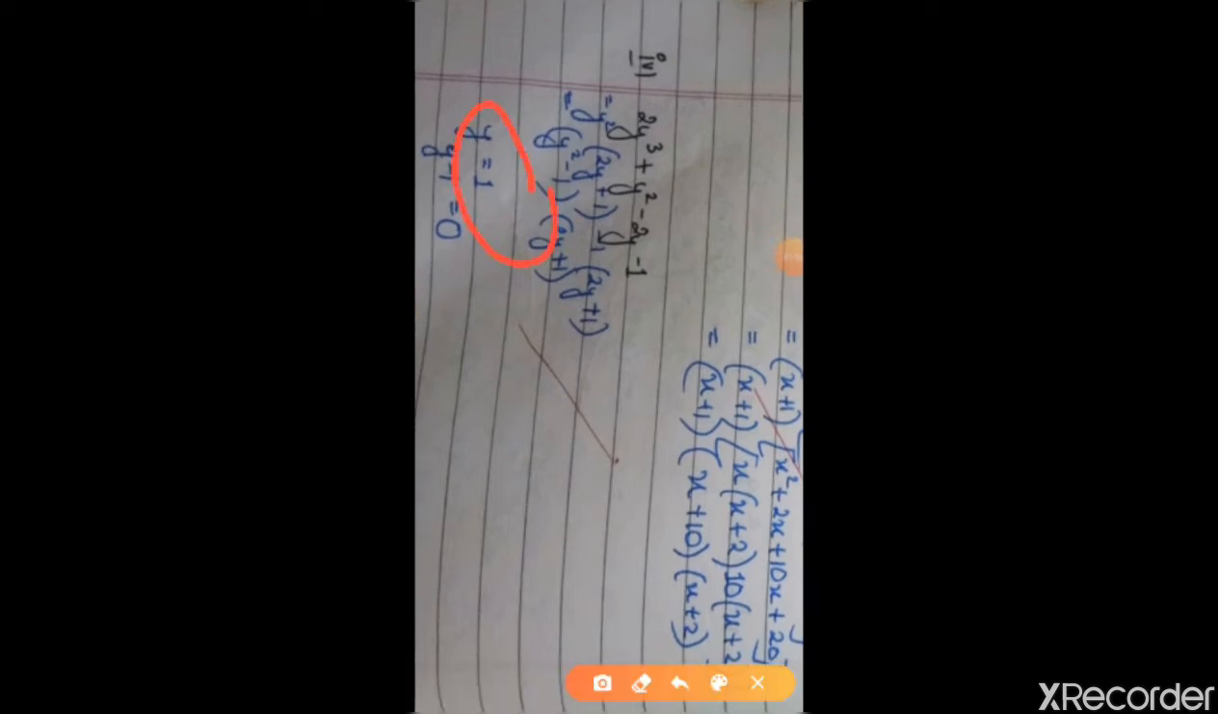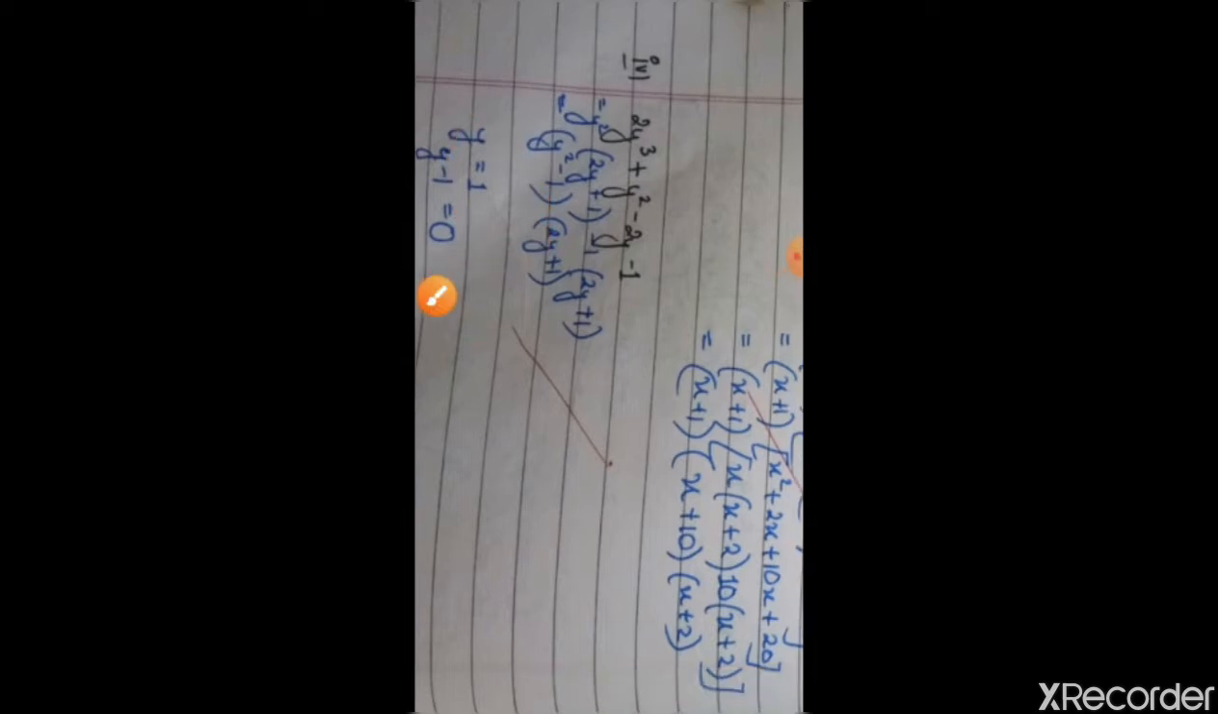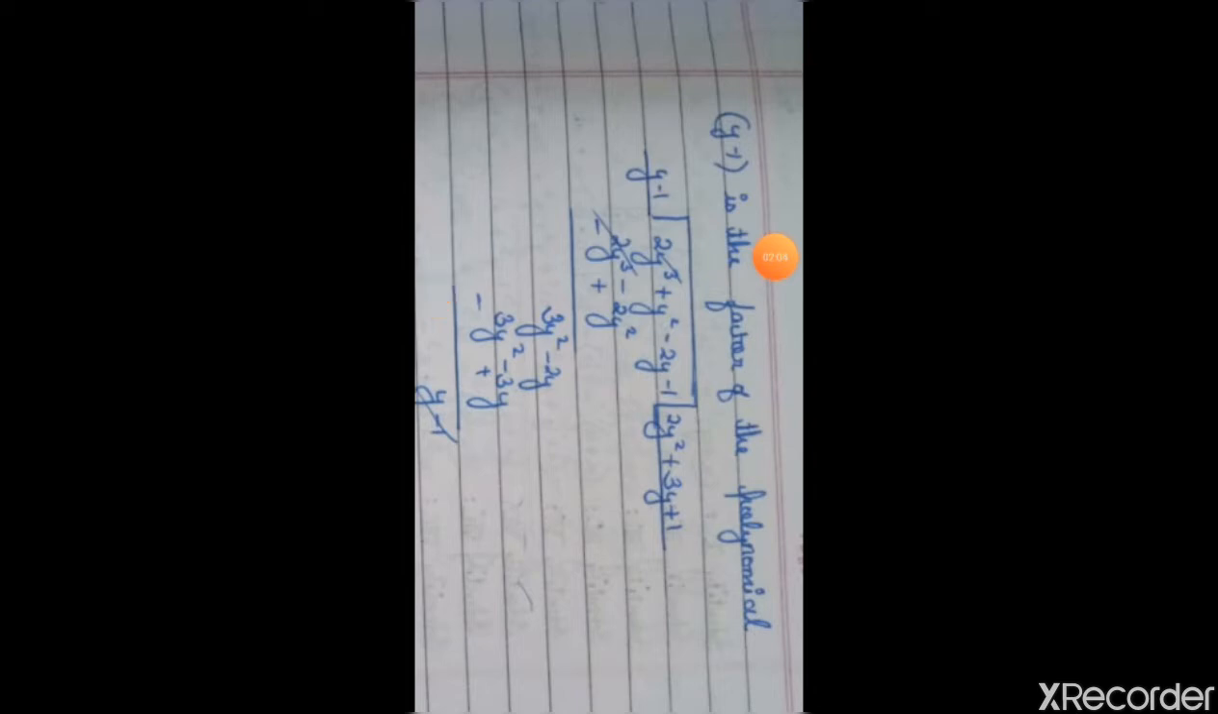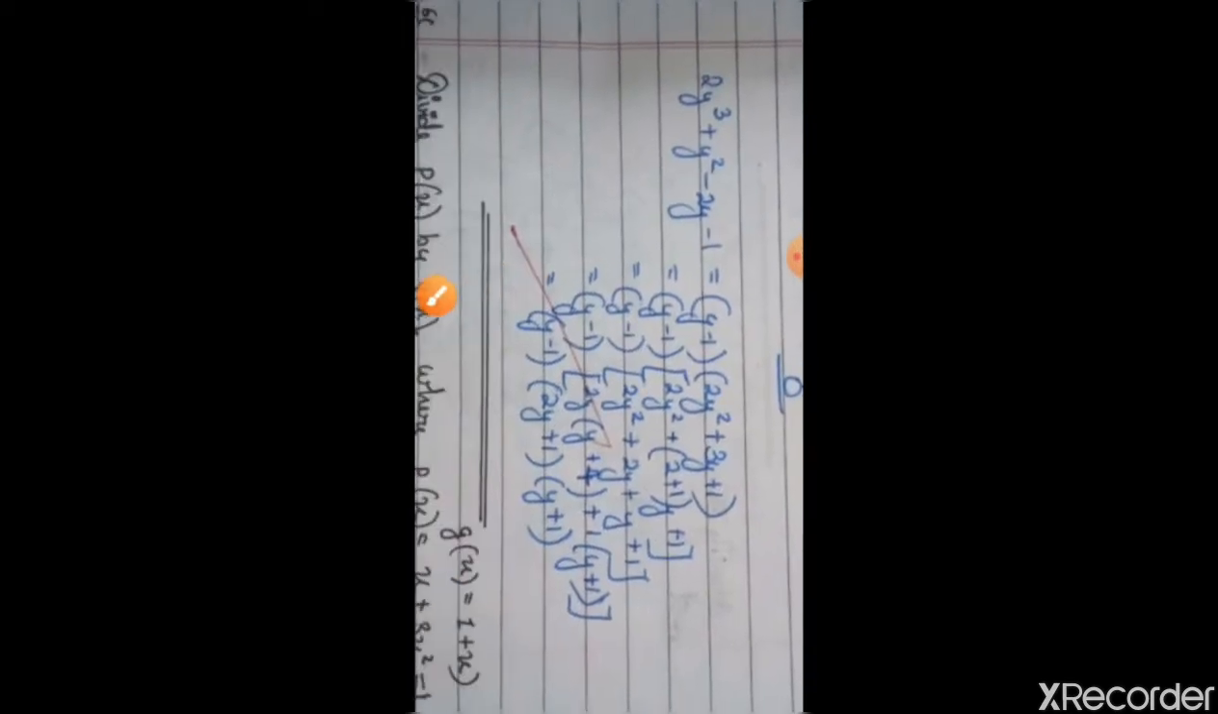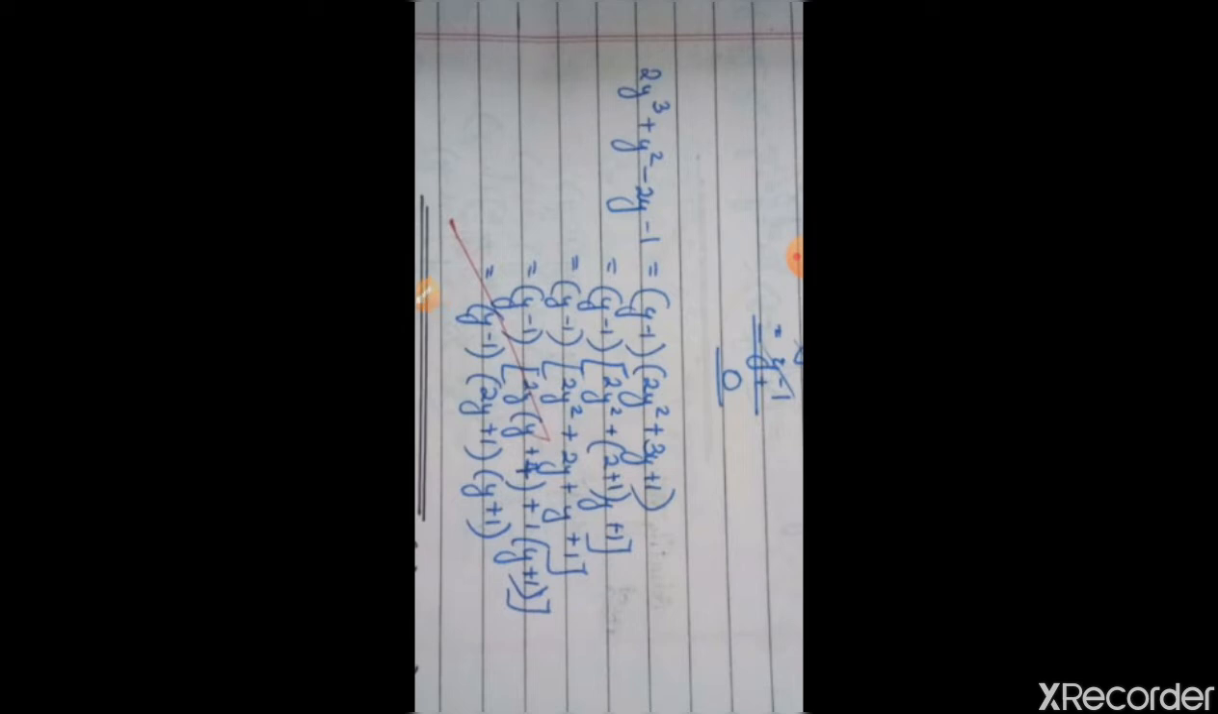Similarly, in the next question, we will substitute y is equal to 1 and the answer will come 0, and we will divide it by y minus 1, and again this will be the quotient. We will follow a similar process, and finally by splitting the middle term we will solve it. This is the last question of this exercise. Thank you very much.